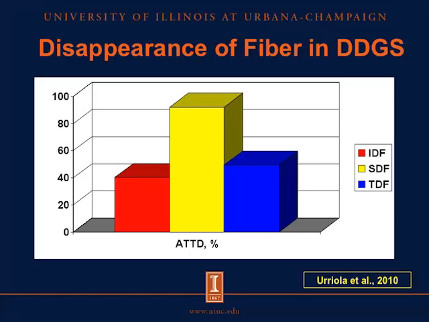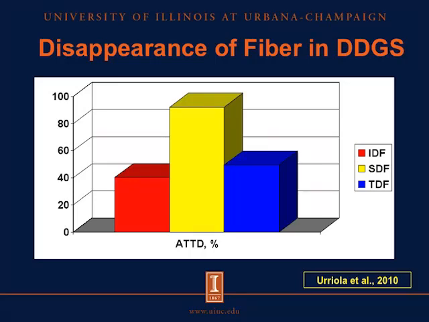However, when we look at soluble dietary fibers, we can see that they are much more fermentable, so the disappearance is greater than 90% in the soluble dietary fibers. However, the concentration of soluble dietary fiber in DDGS is relatively low, so although the pig seems to be able to ferment the soluble dietary fiber very well, the influence on the overall digestibility or disappearance of fiber in DDGS is not that great, so the disappearance of total dietary fiber in DDGS is only about 50%.